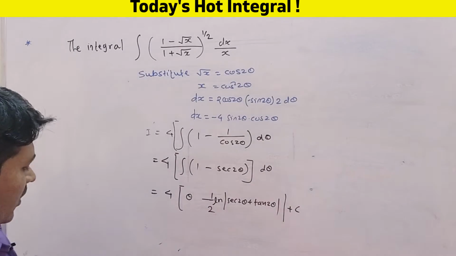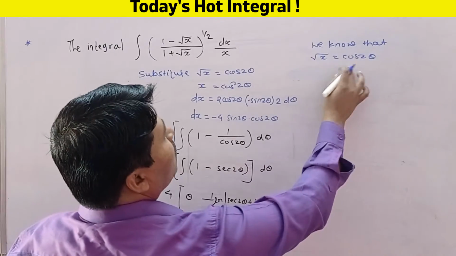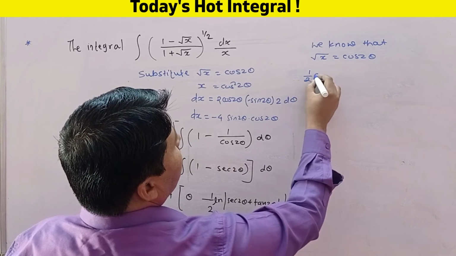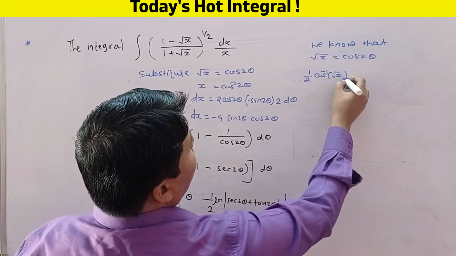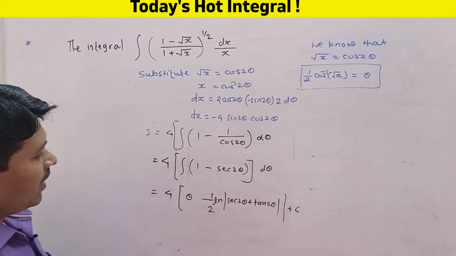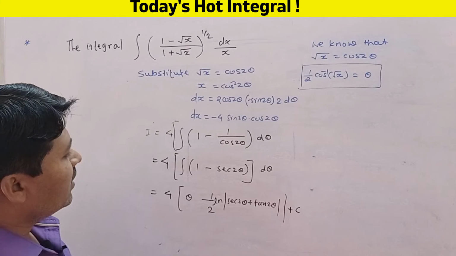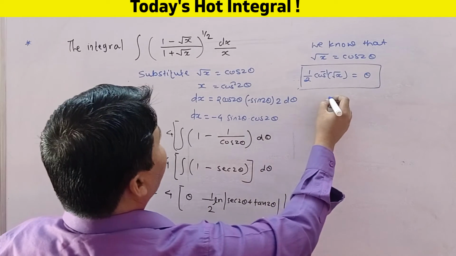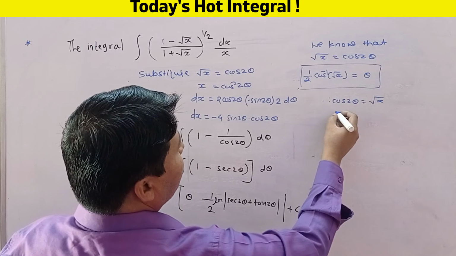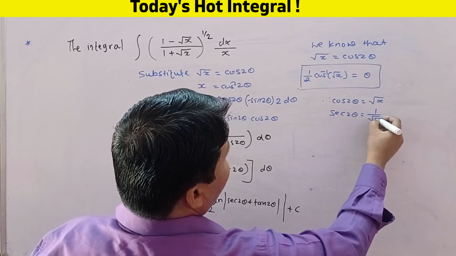Okay. So here we know that root x is equal to cos 2 theta. So we can find theta. This is 1 by 2 cos inverse root x is equal to theta. Yes, okay. This is actually the value for theta, but we know that sec 2 theta plus tan 2 theta, what is the exact value? Yes, okay. Therefore we know that cos 2 theta is equal to root x, and I can write here sec 2 theta is equal to 1 upon root x.